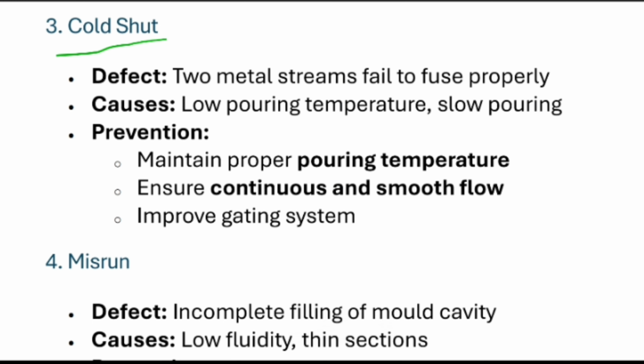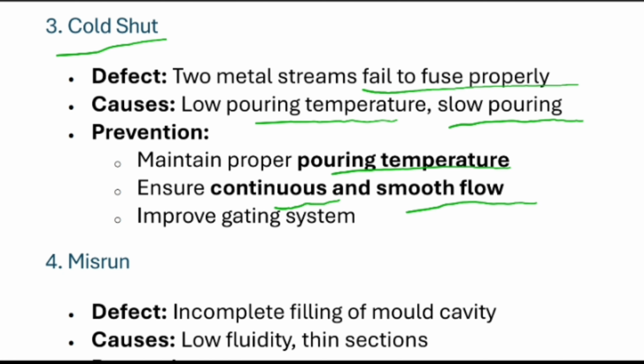Next, coming to the cold shut. The defect is where two metal streams fail to fuse properly. The cause is a low pouring temperature and slow pouring. How are you going to prevent it? Maintain the proper pouring temperature, ensure continuous and smooth flow, and improve the gating system.